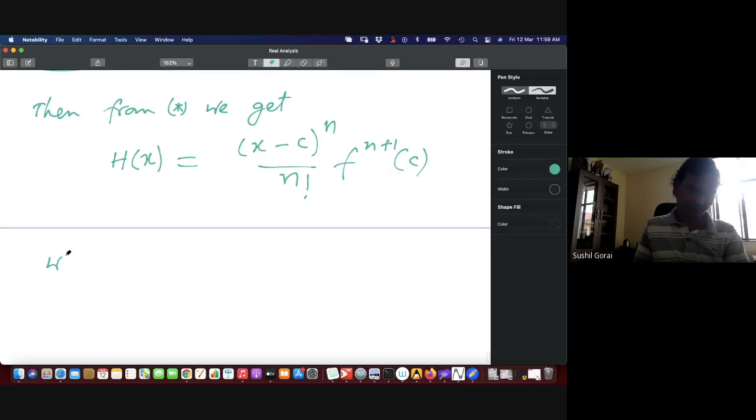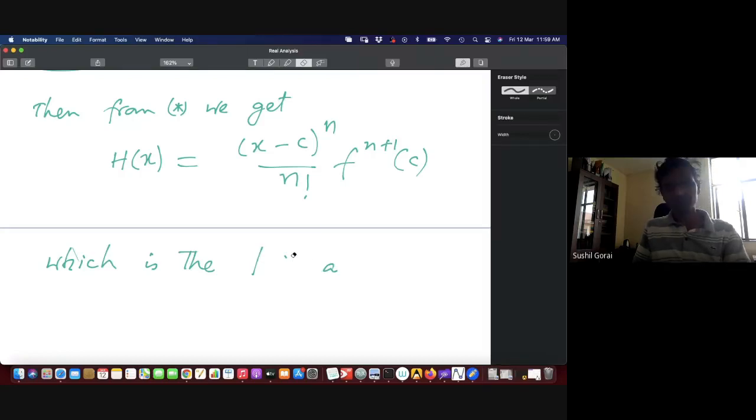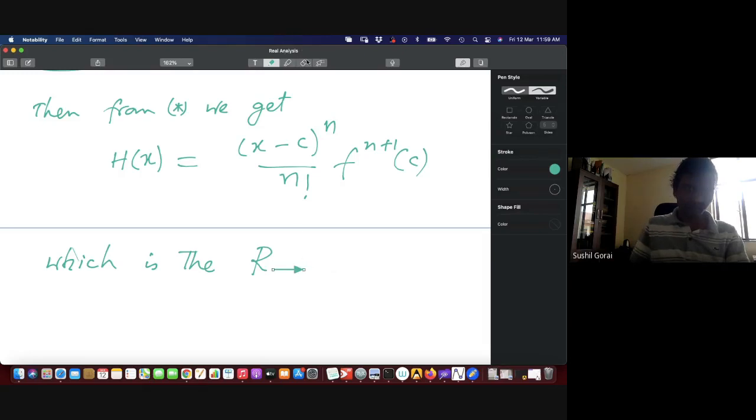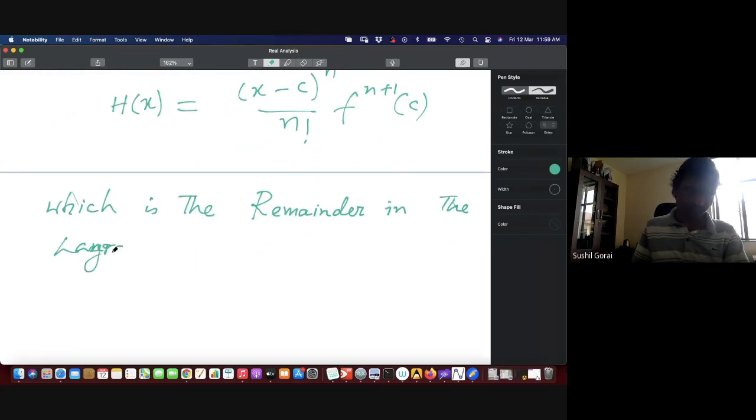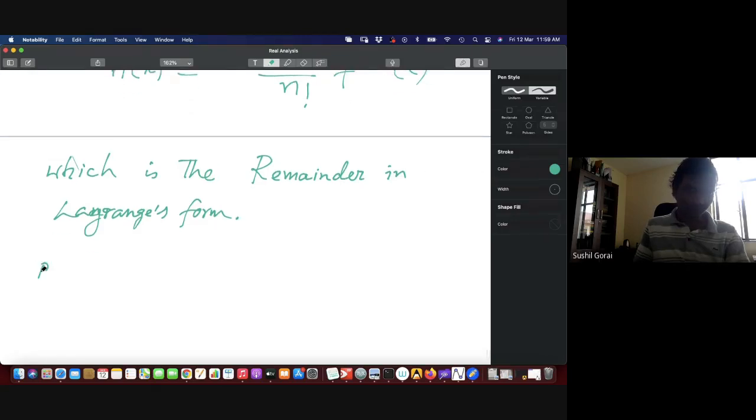So which is the remainder, sorry, remainder in the Lagrange form. Put m equal to n, right? The last one.